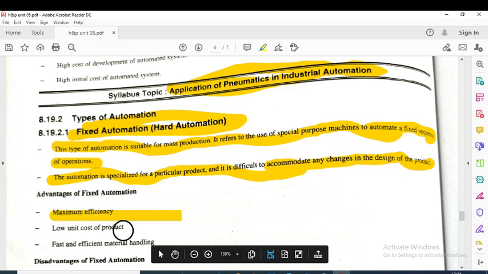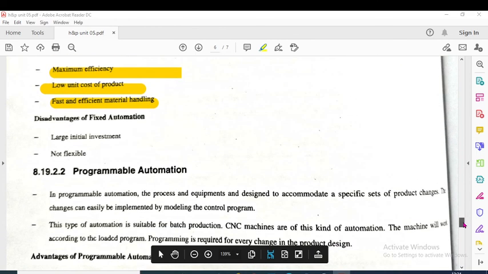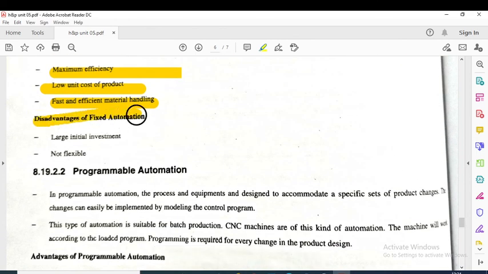The advantages are maximum efficiency, low unit cost of product, and fast and efficient material handling by using this pneumatic system. The disadvantages are that it has a large initial investment and it is non-flexible.